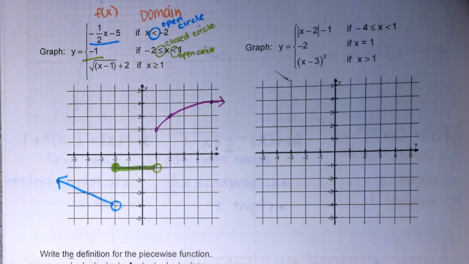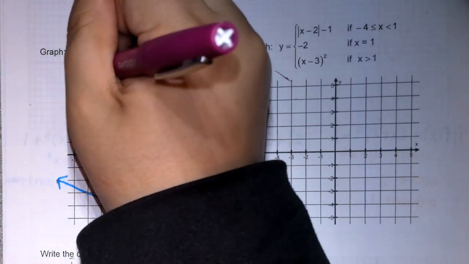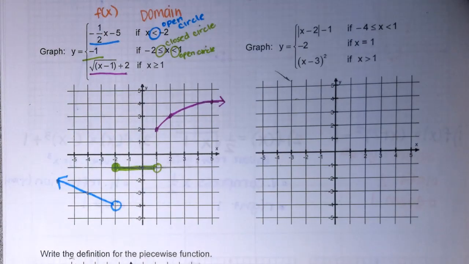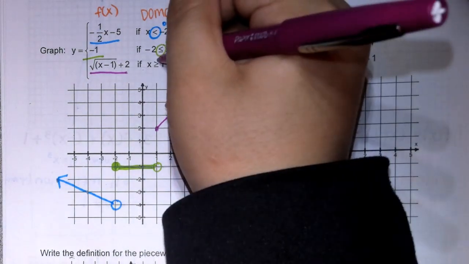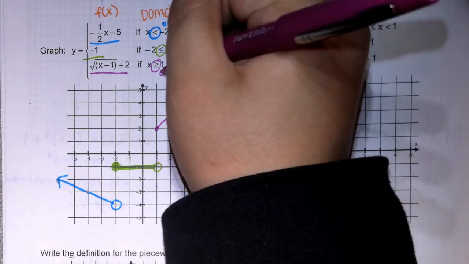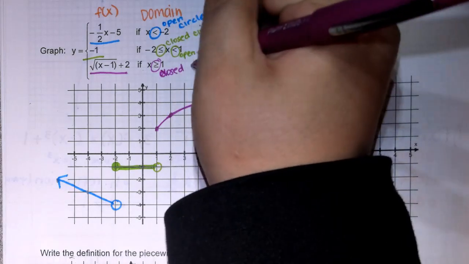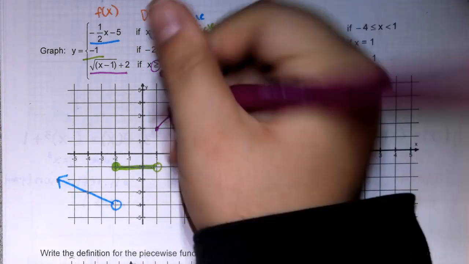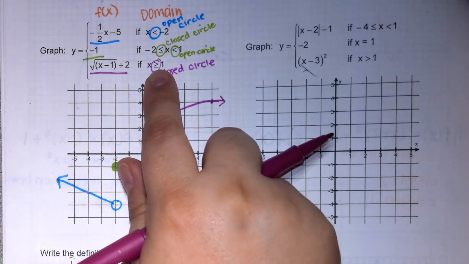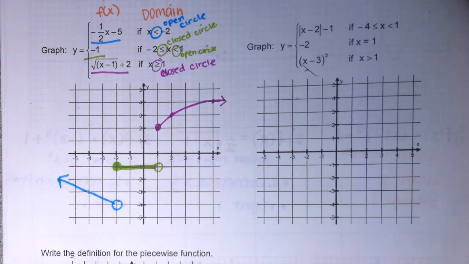Oh man, I didn't look at my restriction. I graphed that before I looked at it. Oops, what's my restriction? I got lucky. It's going to be a closed circle. And it's greater than 1, so it's just going to go on forever with an arrow.